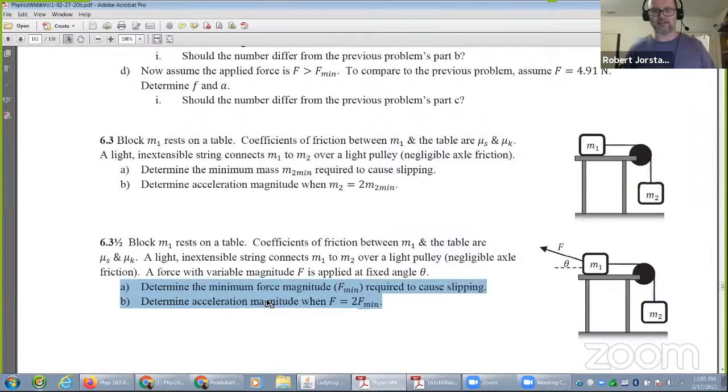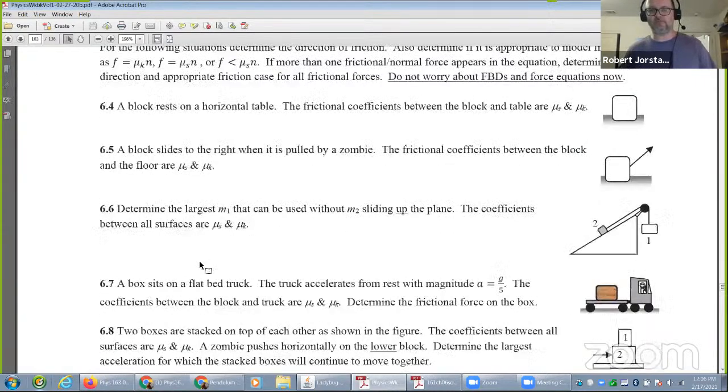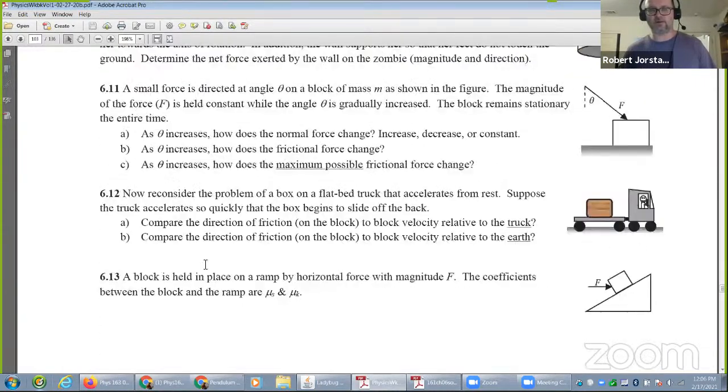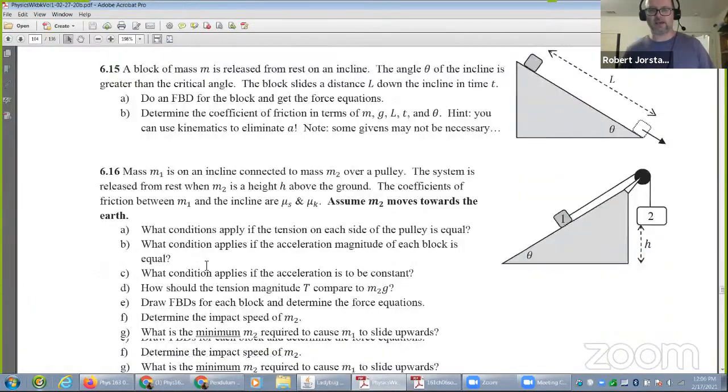I accidentally asked about mass 2 minimum when I meant to ask about the applied force F. So update that, and then the solution will match that work. I really apologize for that. That said, let's go to these problems we discussed. You could look at them on your own.